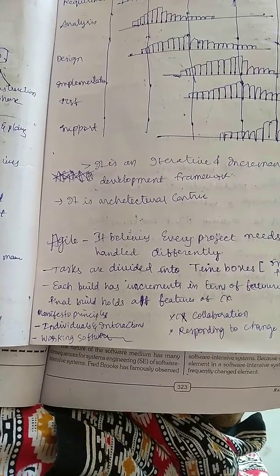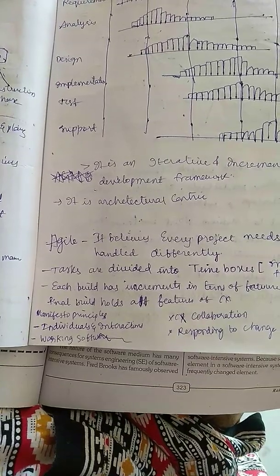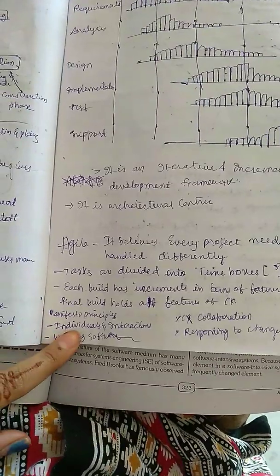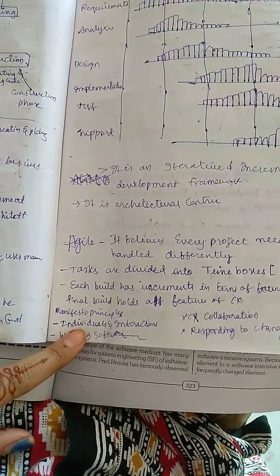Manifesto principles: individuals and interactions, working software, customer collaboration, and responding to change. Individuals and interactions means we will talk about which kind of software he wants.